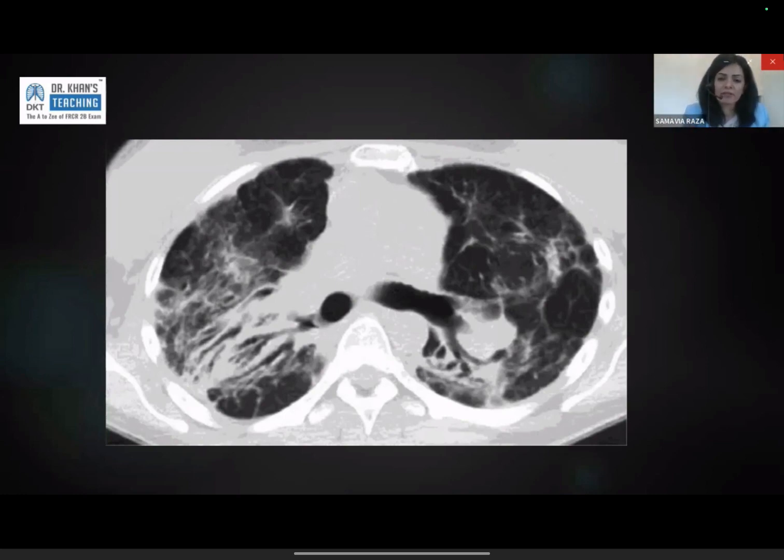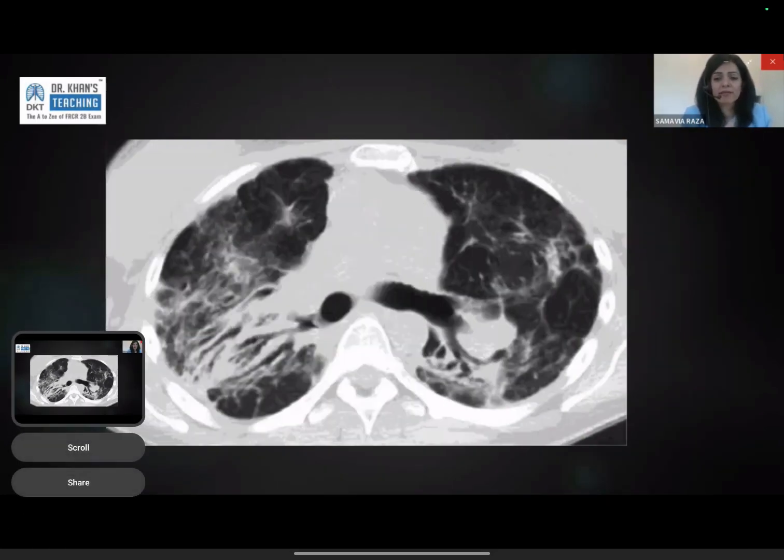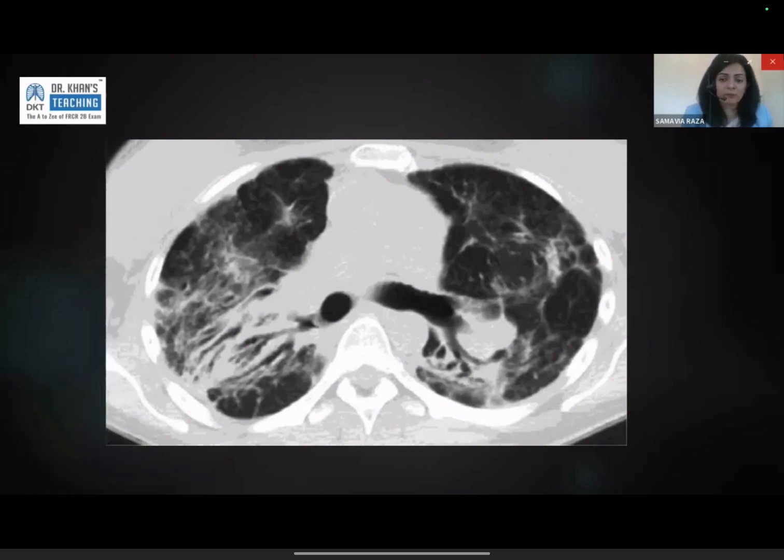And all the architectural distortion, all the volume loss, happens in that direction. It's a very specific appearance, and once you see it, almost nothing else causes it, especially if it's symmetrical. If it's TB, it's going to be more irregular. When it's sarcoidosis, it's going to be more uniform. So that's what you can look for in terms of CT. So it becomes slightly more helpful.